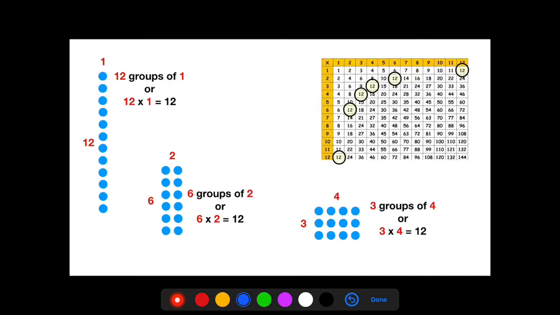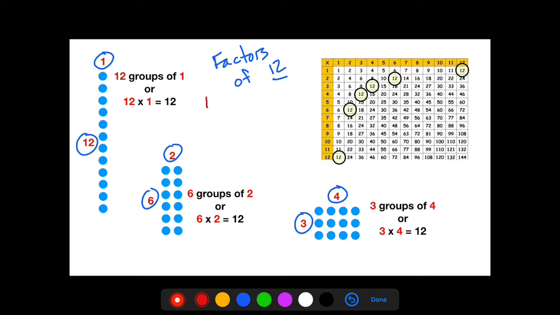So let's put this all together. So when you're asked to find the factors of 12, it's all the things that can multiply together to make 12. So I've got 1, 2, 3, 4, 6, and 12. And what you would do if you were asked to find the factors of 12, you would just list them. 1, 2, 3, 4, 6, and 12. Those are the factors of 12.